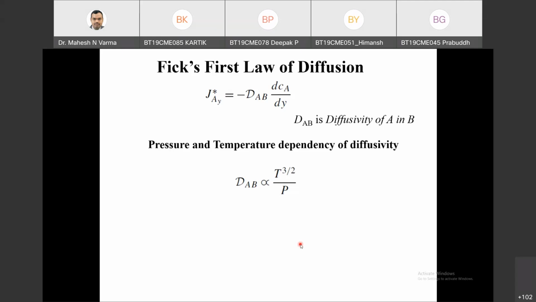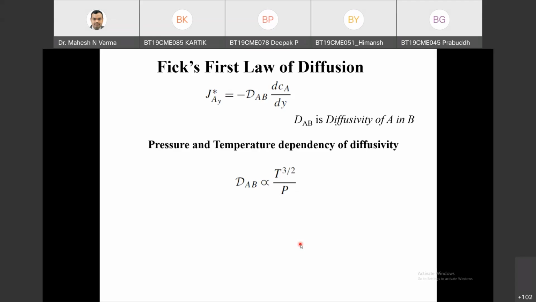Which equation, sir? Arrhenius? Not Arrhenius. Where is Arrhenius coming here? Arrhenius will be in kinetics. Okay, have you used this equation anywhere, Deepak?